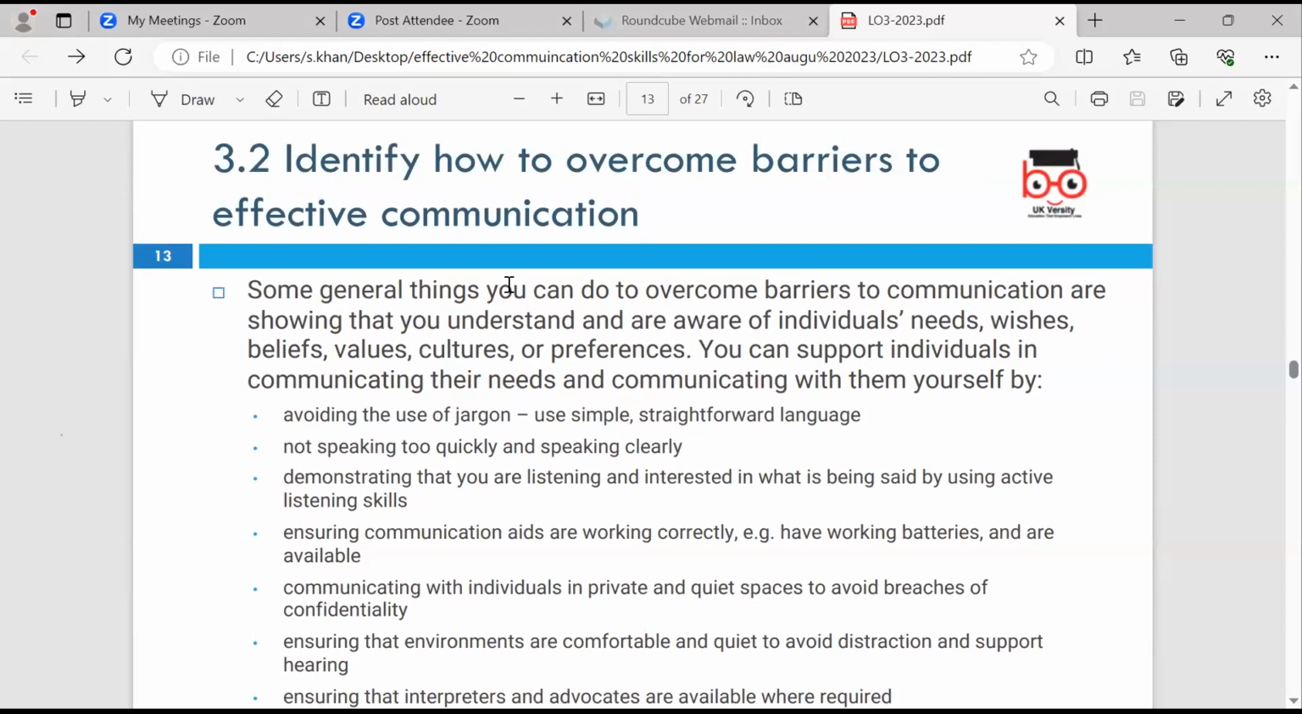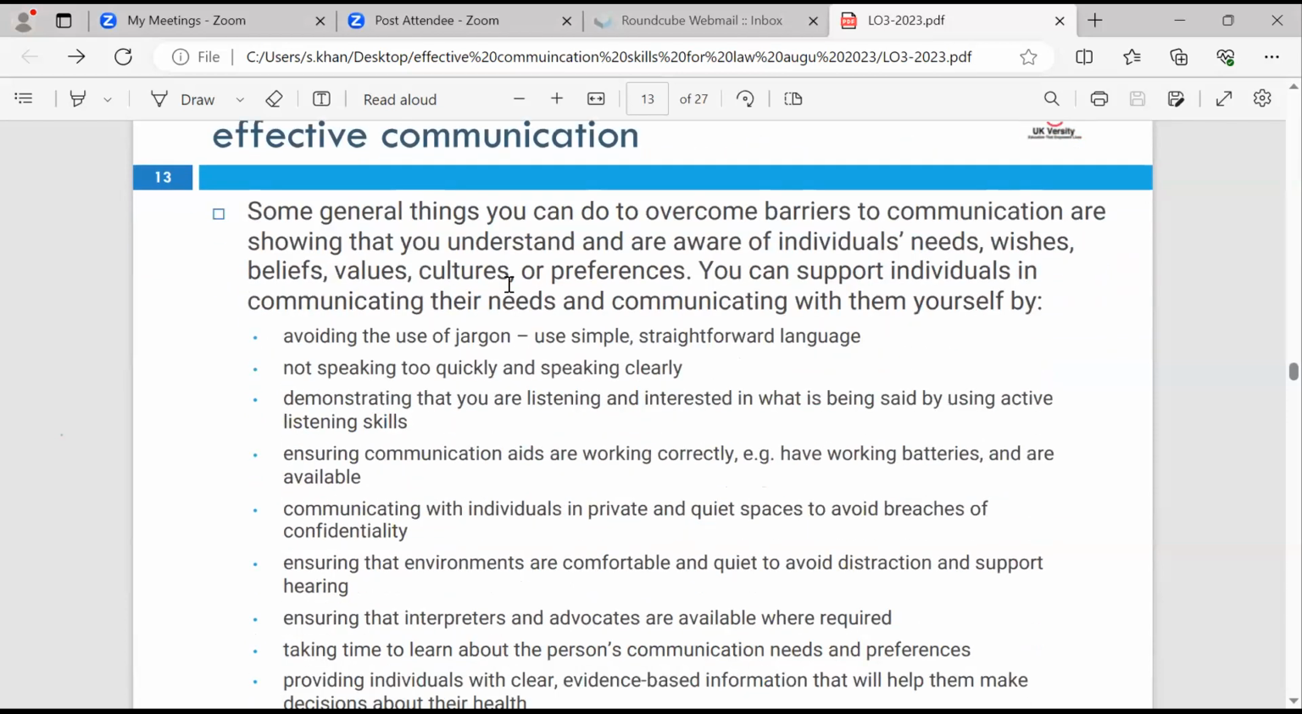3.2, identify how to overcome barriers to effective communication. So some general things you can do to overcome these barriers are showing that you understand and are aware of the individual's needs, wishes, beliefs, values, cultures, or preferences. You can support individuals in communicating their needs by avoiding the use of jargon. So use simple, straightforward language so they understand. Speaking clearly and not too quickly. So not going really fast, go slowly.